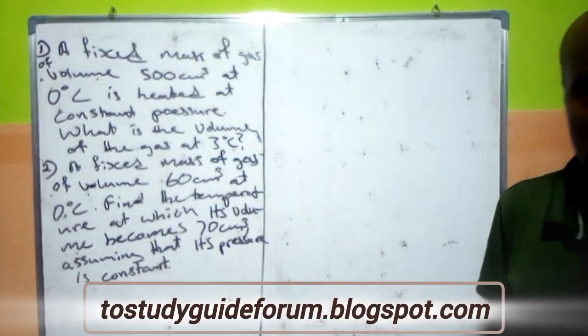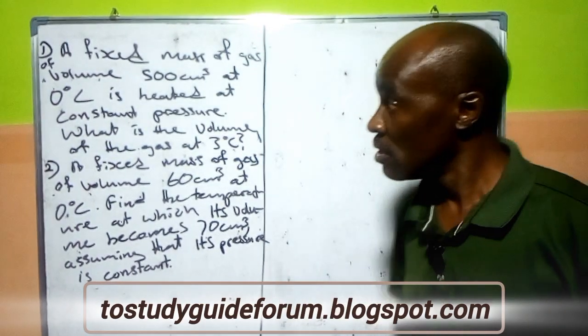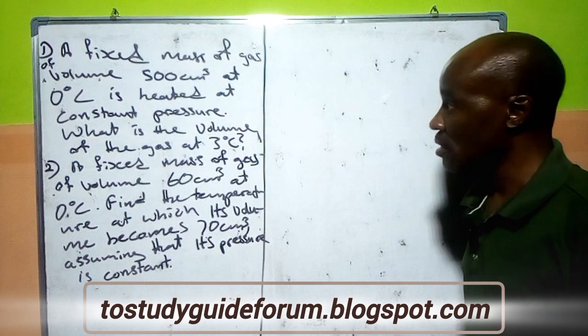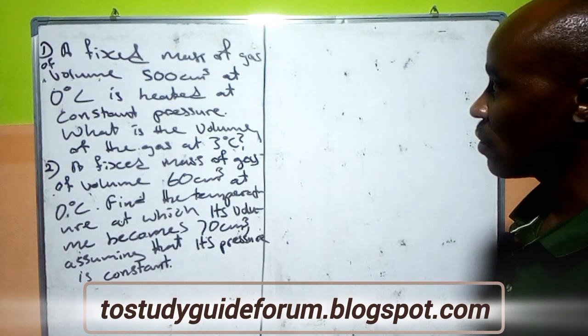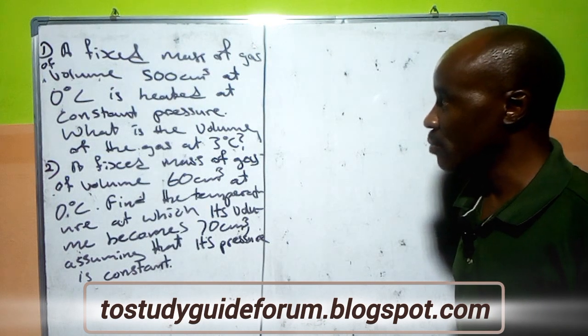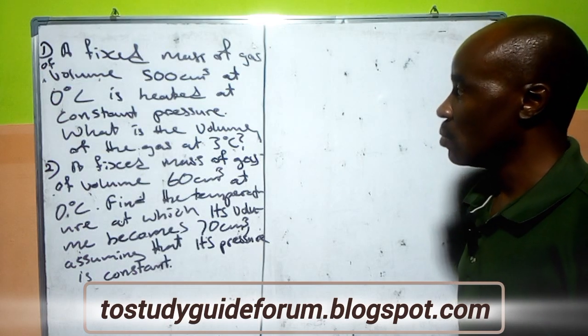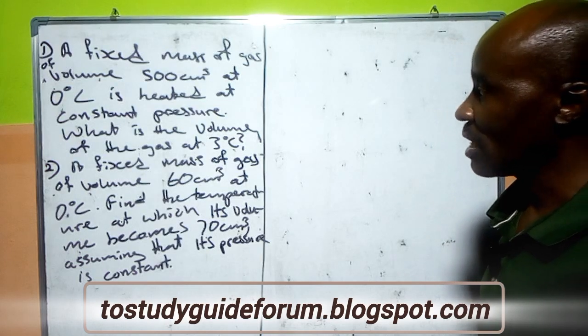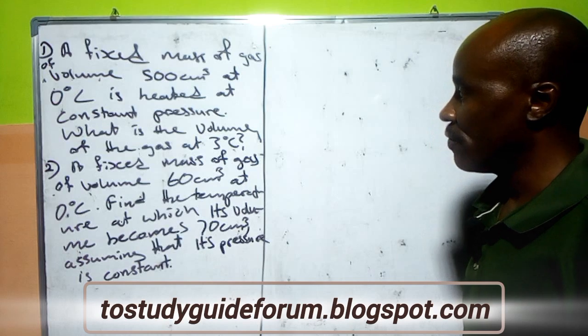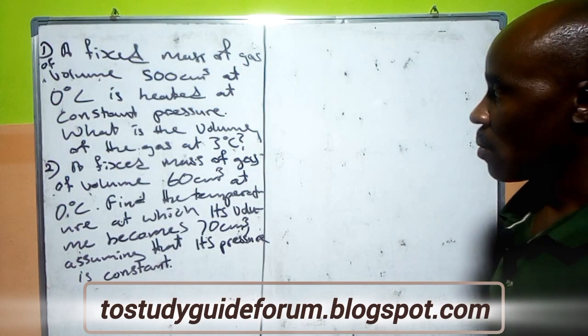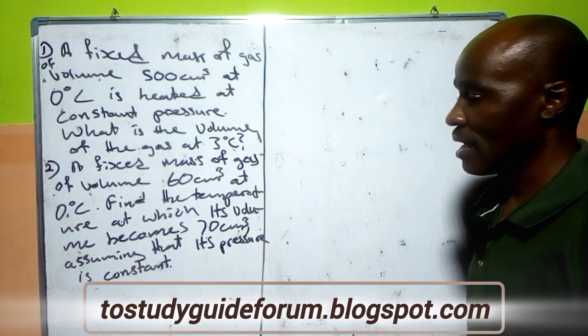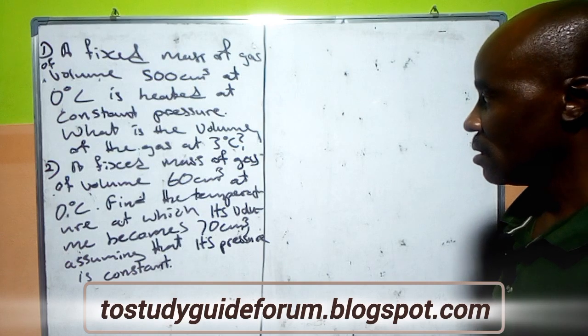We will go through questions that will help us understand this chart and how to apply it. The first question says that a fixed mass of gas of volume 500 cm³ at 0 degrees Celsius is heated at a constant pressure. What is the volume of the gas at 3 degrees Celsius?